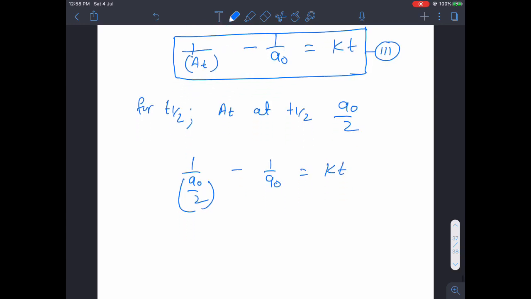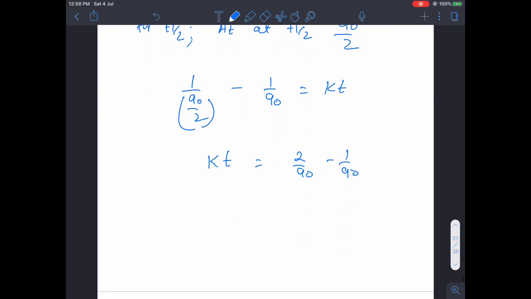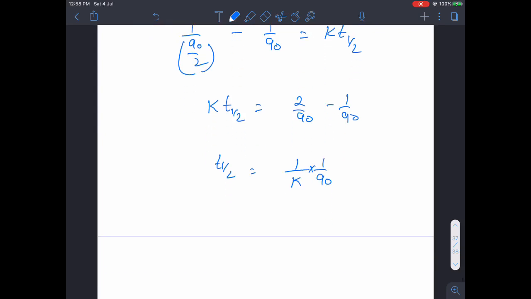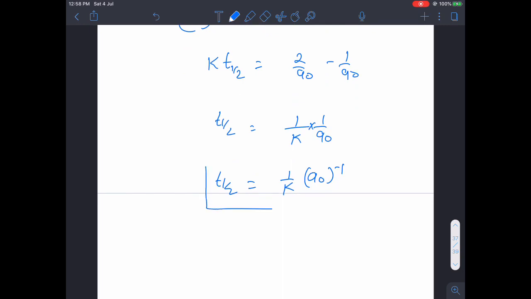Let us rearrange it. We will get k into t is equal to 2 by A0 minus 1 by A0. So simply what we got, this is half-life. So t half will be equal to 1 upon k into 1 by A0. Now can I write like this? T half is equal to 1 by k A0 to the power minus 1. So this is the second and most important relation.